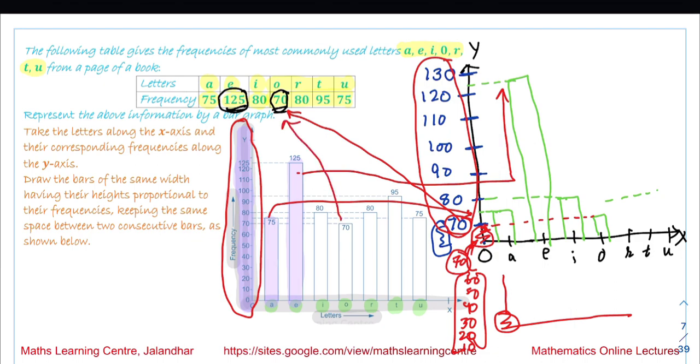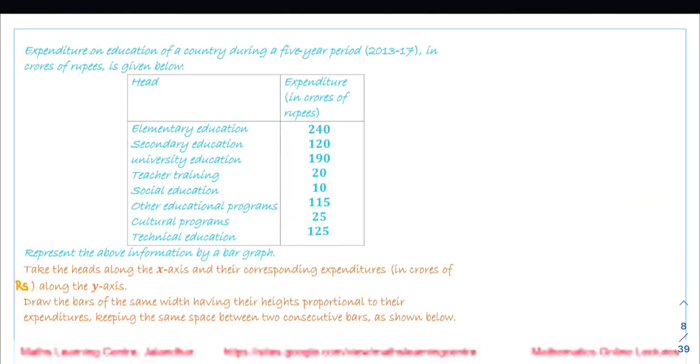Now next is expenditure on education of a country during a 5-year period from 2013 to 17 in crores of rupees, given below. So these values are given. For elementary education it is 240 crore, for secondary education it is 120 crore, and likewise these values are given to us in crores. Now we have to represent the information by a bar graph.